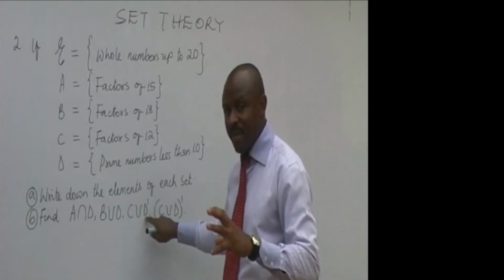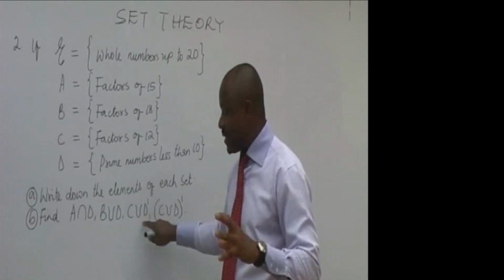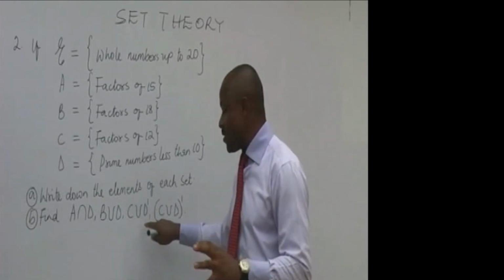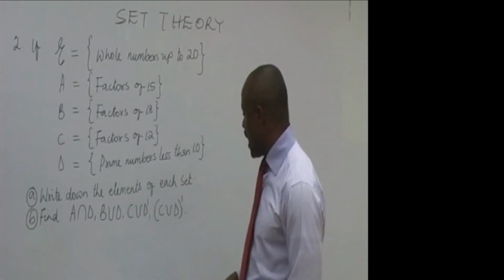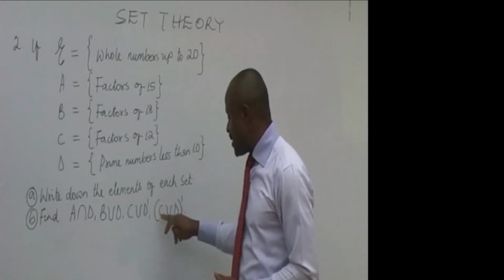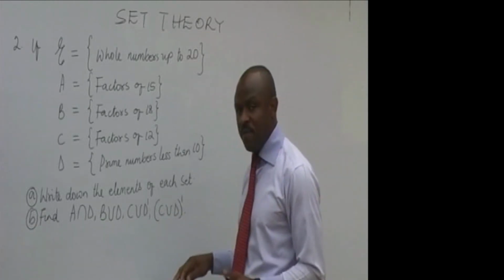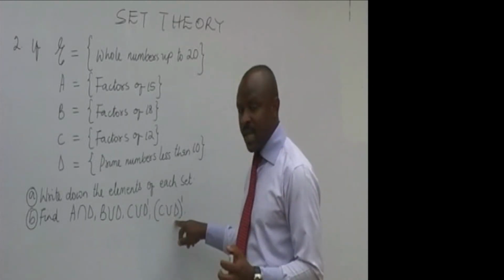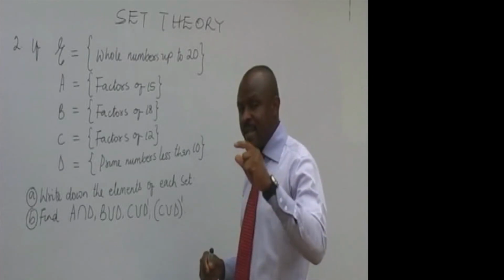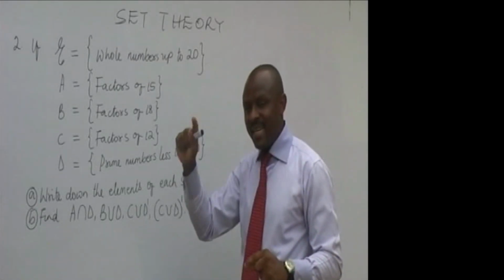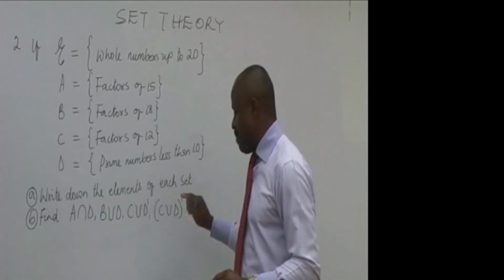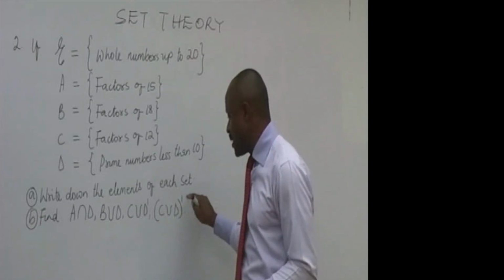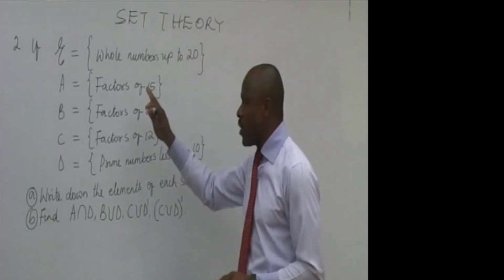So if you write D prime down, you now get C union D prime. That means all the members of C and all the members of D prime. The last is (C union D) prime. If you find all the members of C and all the members of D, you keep it and find the members of the universal set that are not found in C union D. That is what we call (C union D) prime. We're going to do all these things one after the other.